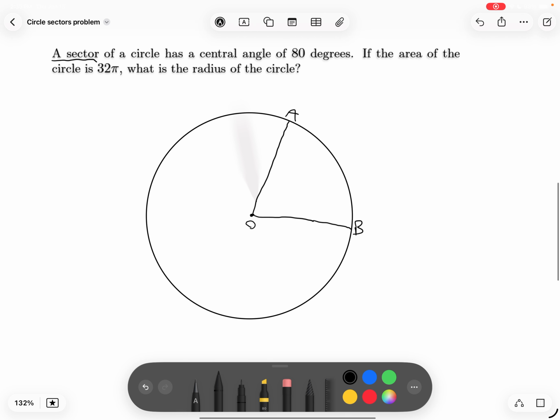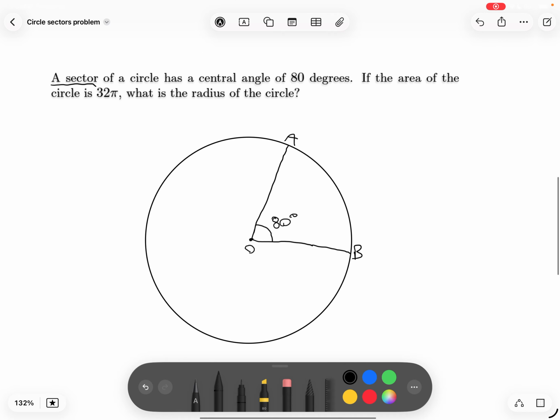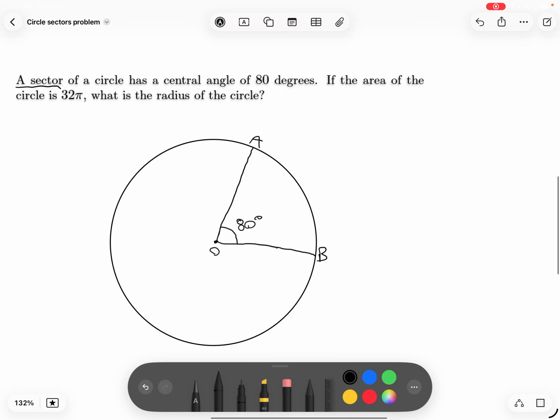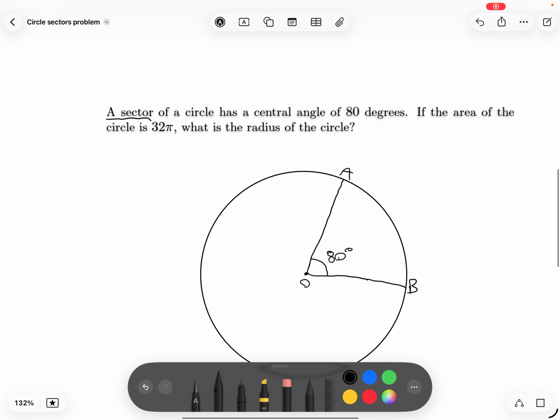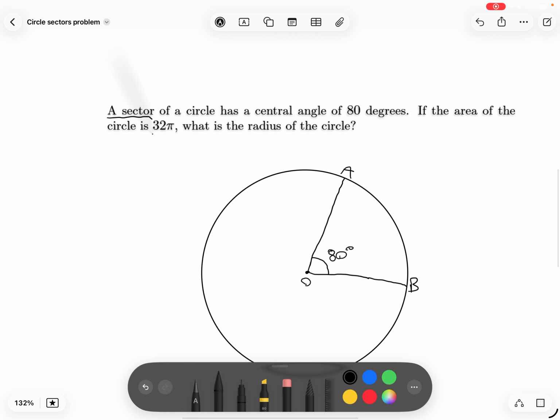We know the central angle is 80 degrees. That's what they mean by the central angle. It's the angle in the center of the sector. So the whole chunk over there that looks like somewhere around a quarter of a circle, or maybe a bit less, that's the sector. Okay, so we know the area of the circle is 32 pi.